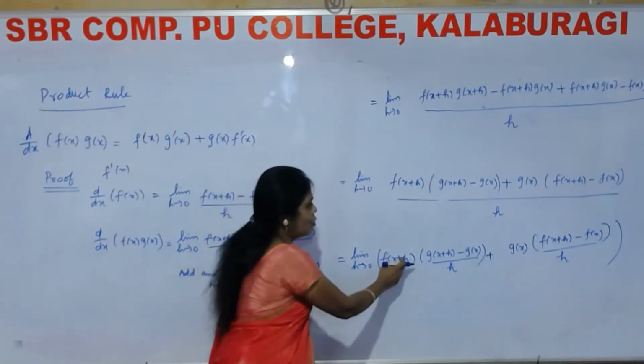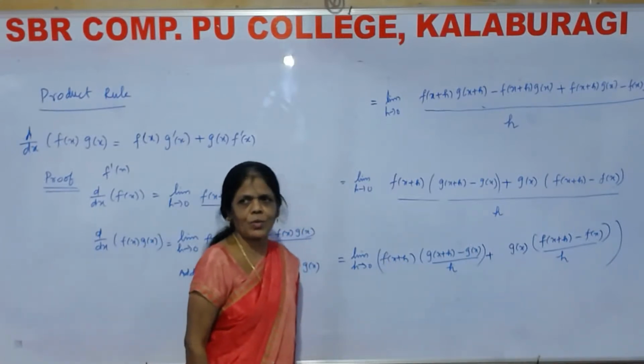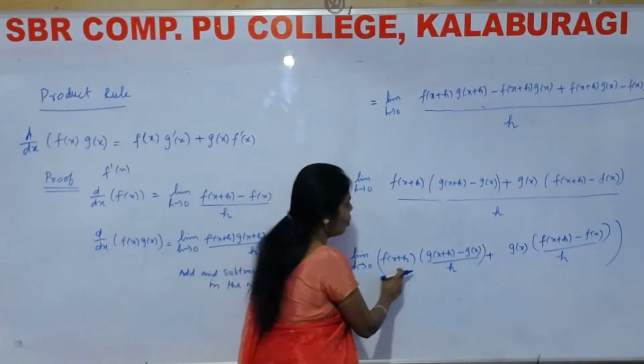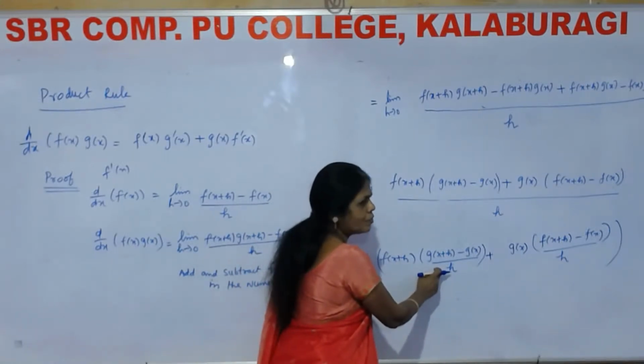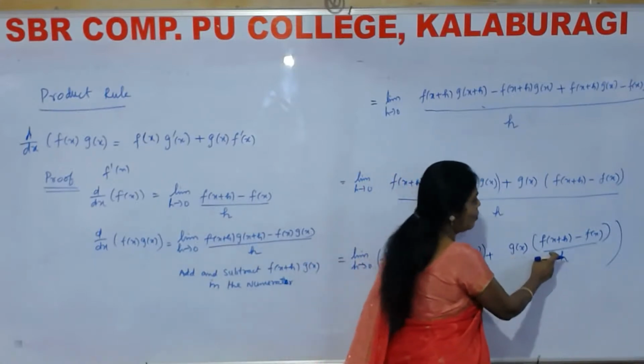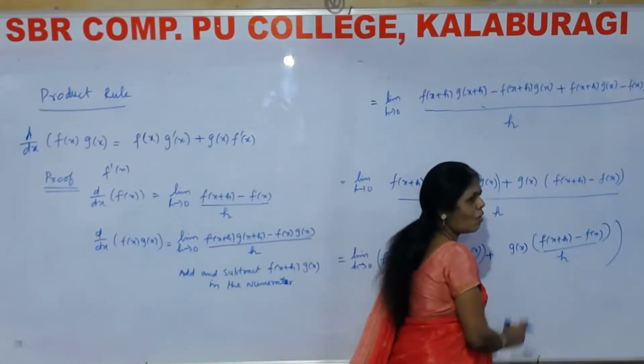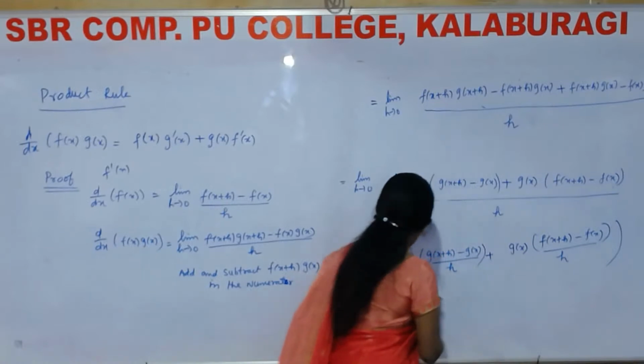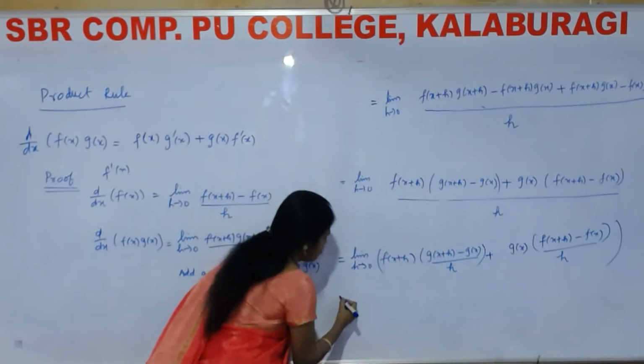You are going to substitute x as 0, and this will become g dash of x plus g of x. And what is this one? f dash of x. All of you following it? Now, so this will become.